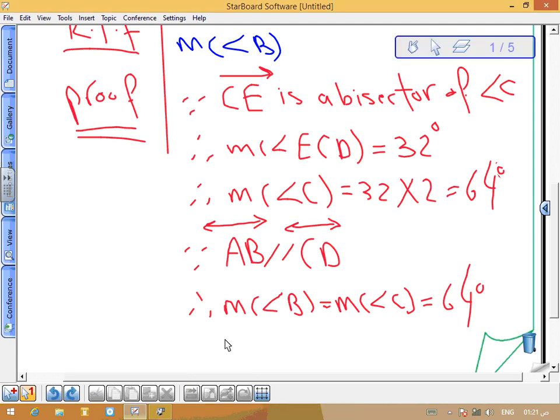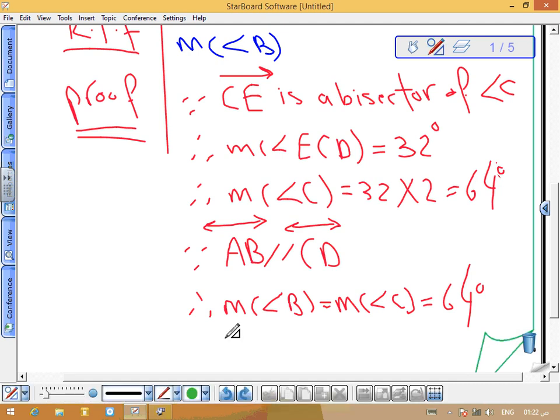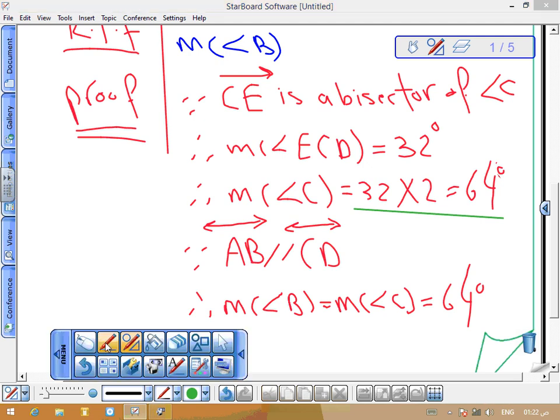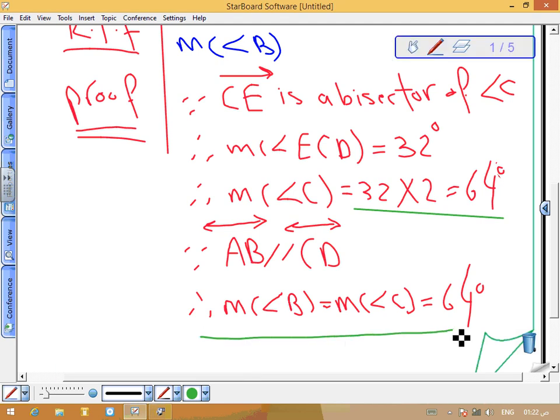Since CE is a bisector of the angle C, therefore measure of angle ACD equals 32 degrees. Therefore, measure of angle C equals what? Equals 32 times 2 equals 64 degrees. Since AB straight line is parallel to CD straight line, then measure of angle B equals measure of angle C equals 64 degrees.